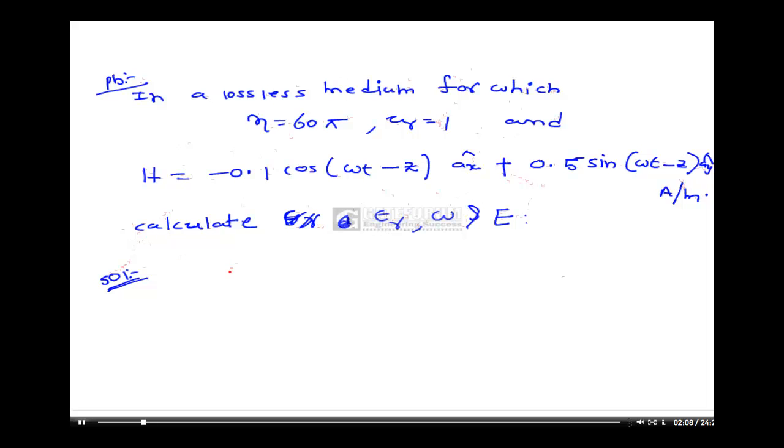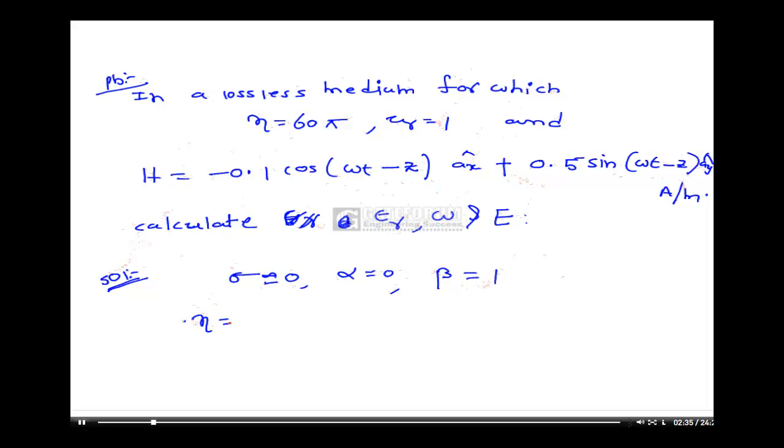Lossless medium means obviously the properties: conductivity is always approximately equal to 0, alpha is equal to 0. Beta, here it is given cos(omega t minus beta z), sin(omega t minus beta z), so beta is equal to 1. We know that first we calculate epsilon r.